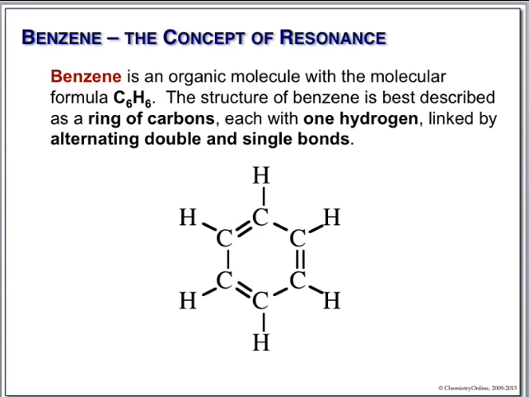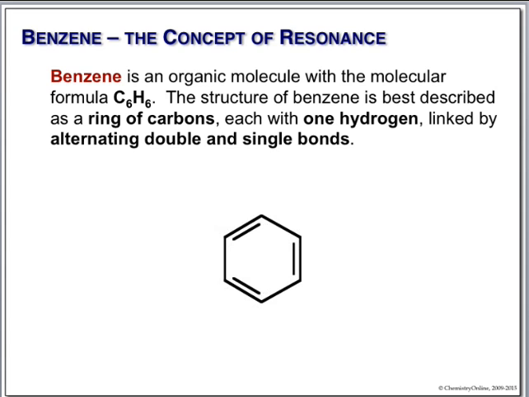So this is what benzene looks like. 6 carbons in a ring. These are all carbon-carbon double bonds alternating with single bonds. Now if we take this and we draw it as a line structure, it would look like this. That's the way you will draw benzene.